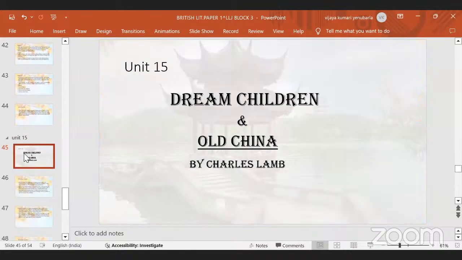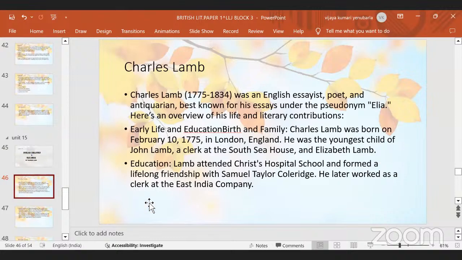So with this, we are done with the 14th unit. And the last unit is Dream Children and Old China. Both are essays by Charles Lamb. So Charles Lamb is a notable writer. His essays are quite popular. He can write satires and he's a very good writer. He's renowned for his writings.